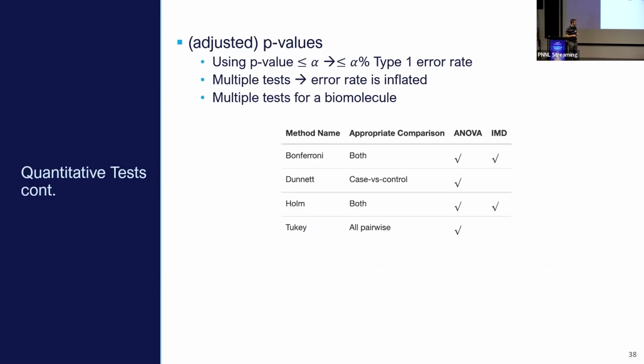And so a little bit more about the main ones that we at least use in our lab are the Bonferroni method, which can be used for both quantitative and qualitative analyses, as well as for both case versus control and for all pairwise. And the same can be said about the Holm method. Whereas the Dunnett test would be if we are looking at only the comparisons between case and control, and can only be used for ANOVA or those quantitative tests. And the Tukey, which can be used for all pairwise comparisons, but again, can only be used for the quantitative test.